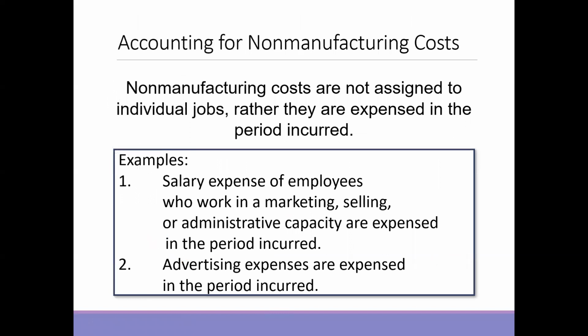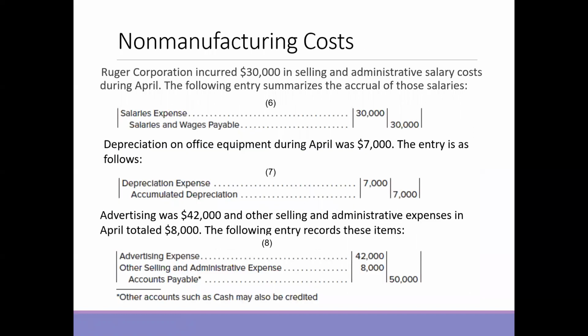Non-manufacturing costs don't get assigned to individual jobs. They get expensed right to the income statement. Salary expense of employees in the marketing, selling, or administrative departments gets expensed in the period it happens. And advertising is also expensed in the period it happens. So as you see here, when Ruger incurs $30,000 in selling and administrative salary costs, it just goes right to the income statement, salaries expense.